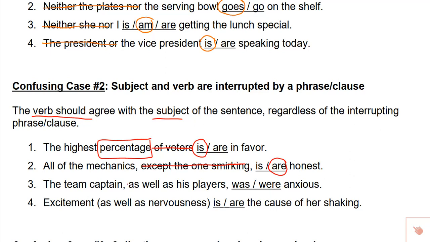The team captain was anxious. Excitement is the cause of her shaking. So just like in confusing case 1, we may want to actually cross off the parts of the sentence that are distracting and focus in on the subject that does need to agree with the verb.